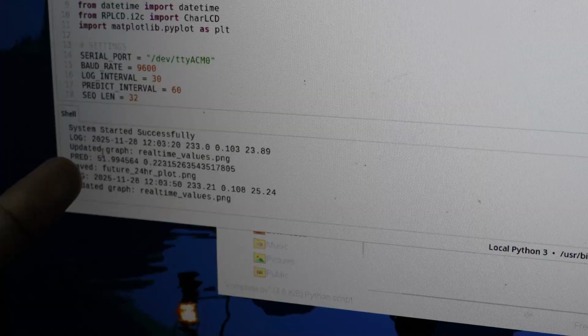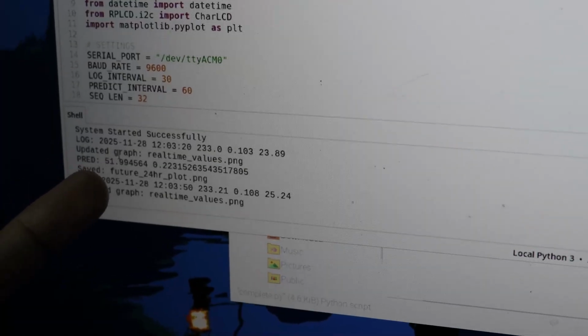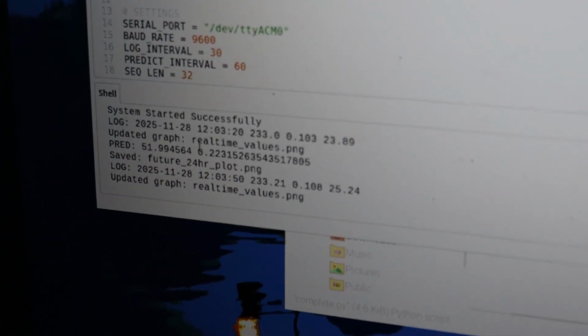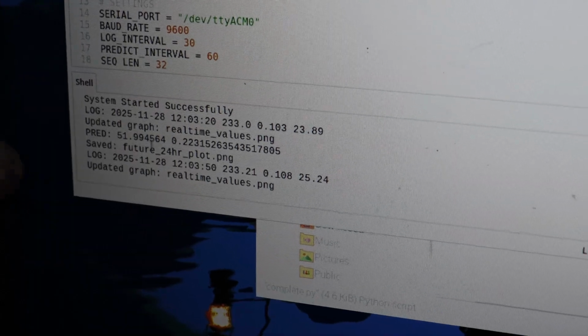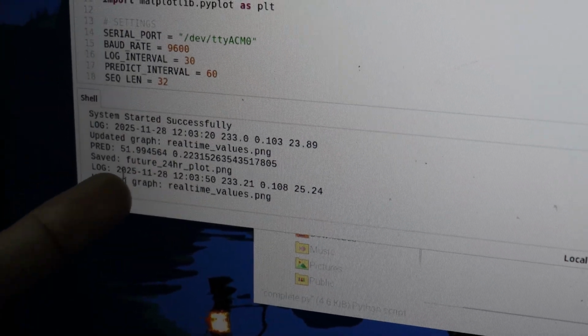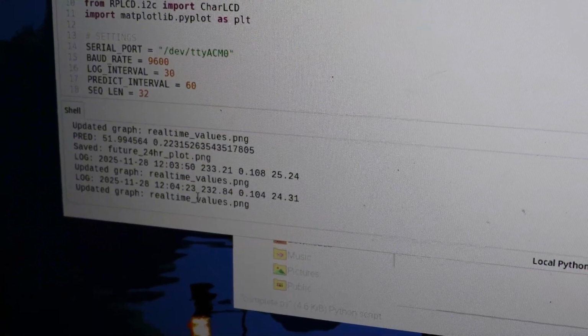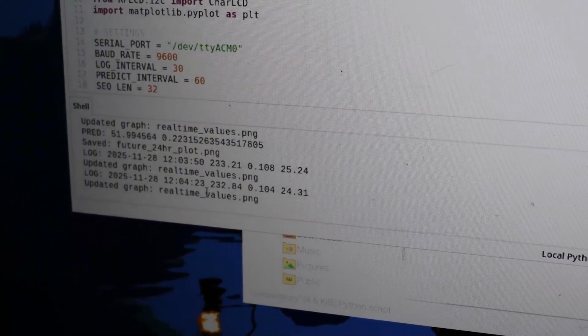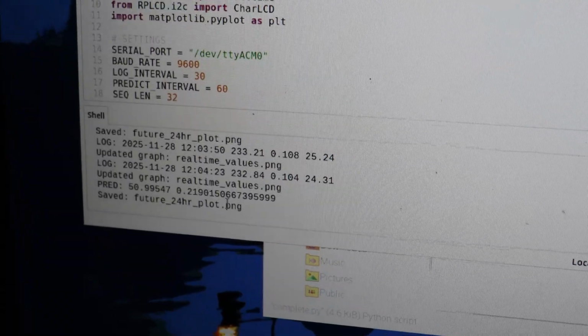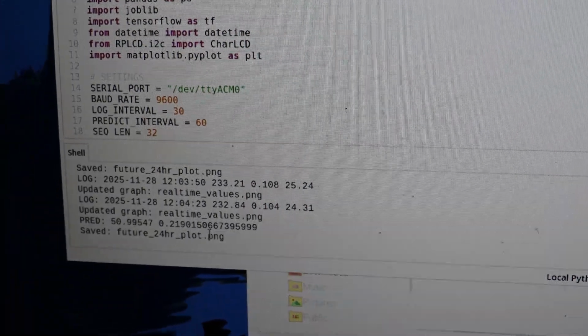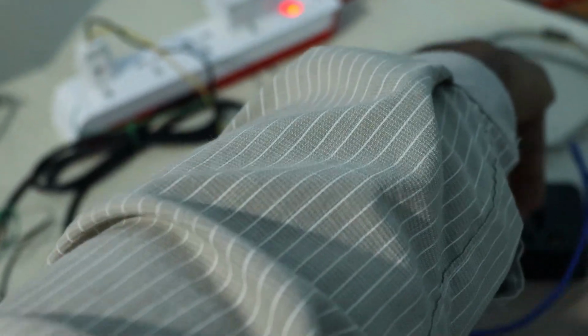Here we also updated the graph. The real-time values update the real-time graph, and there is also a future 24 hours plot.png, which means that from the base of this 1 hour prediction it will predict the next 24 hours. Now I will connect one more soldering gun here, so we can see the change.